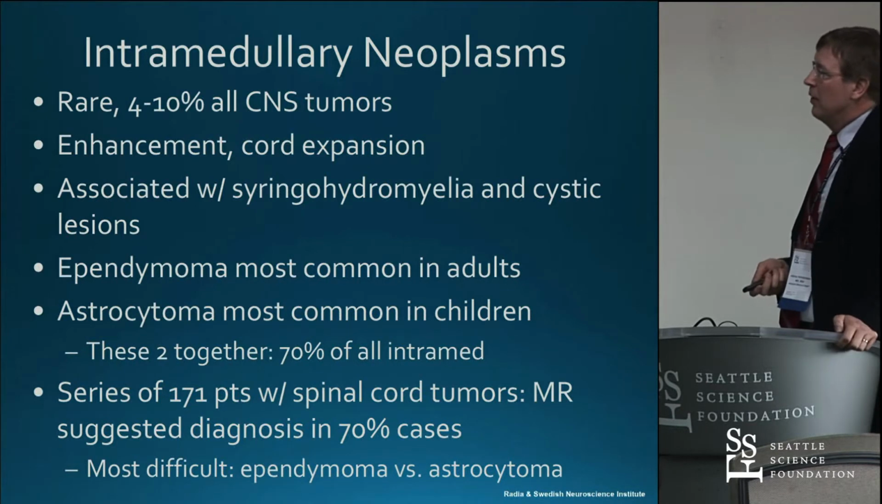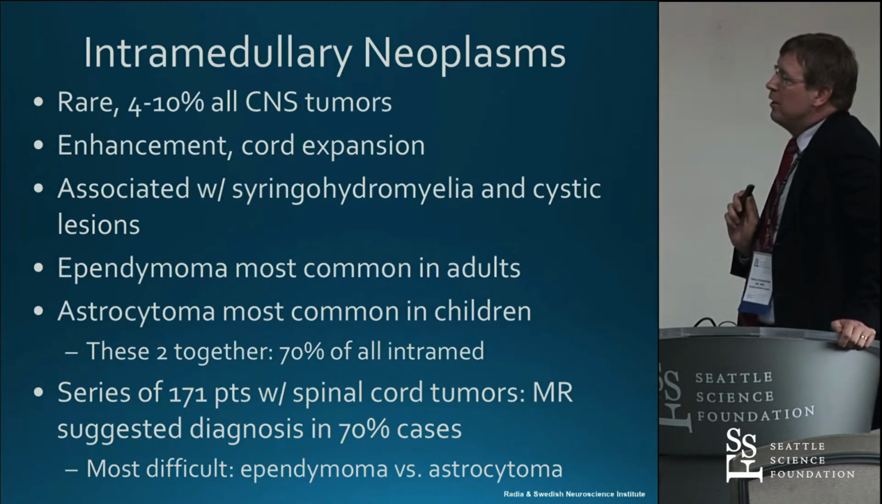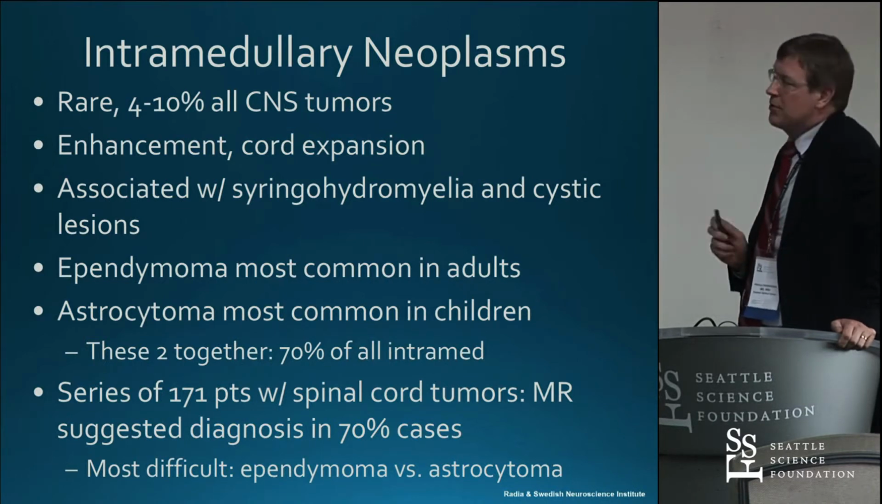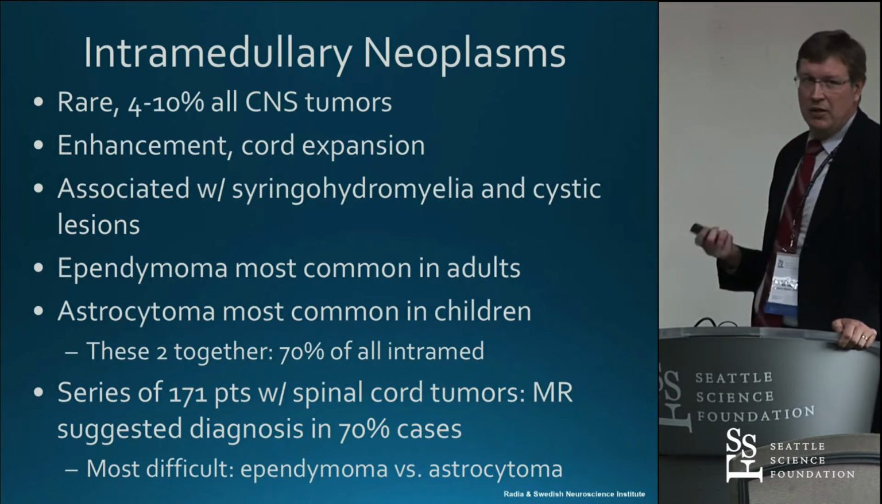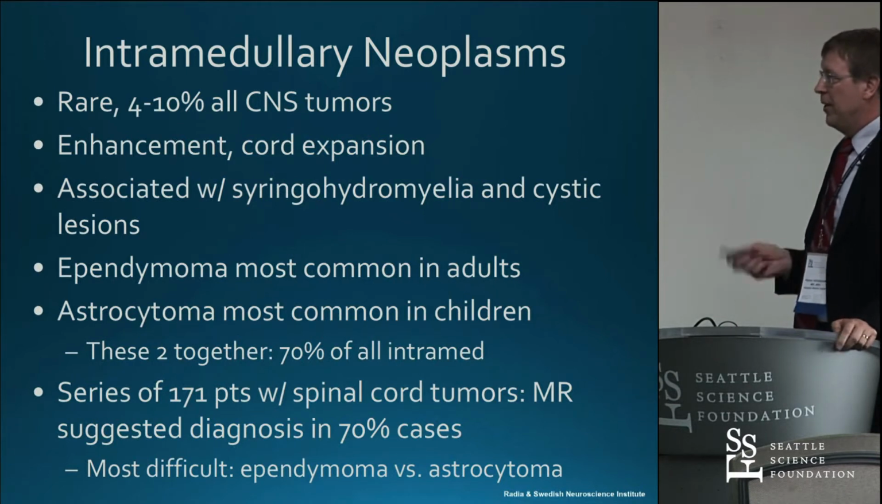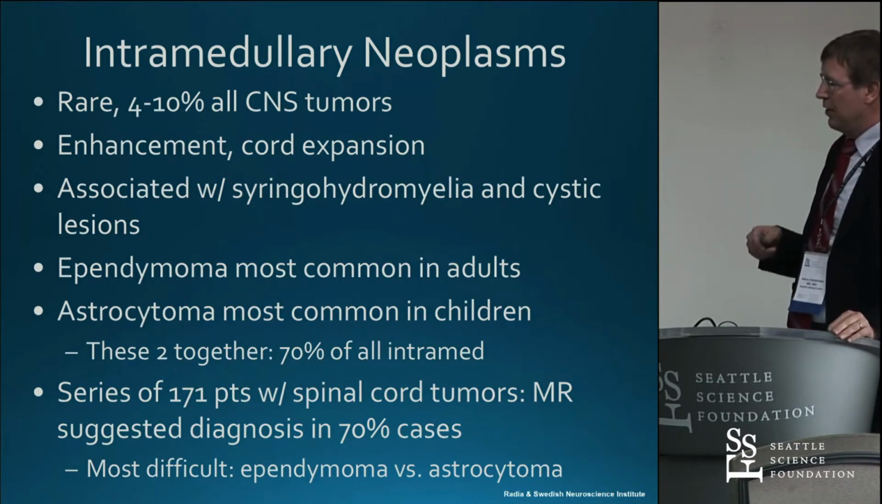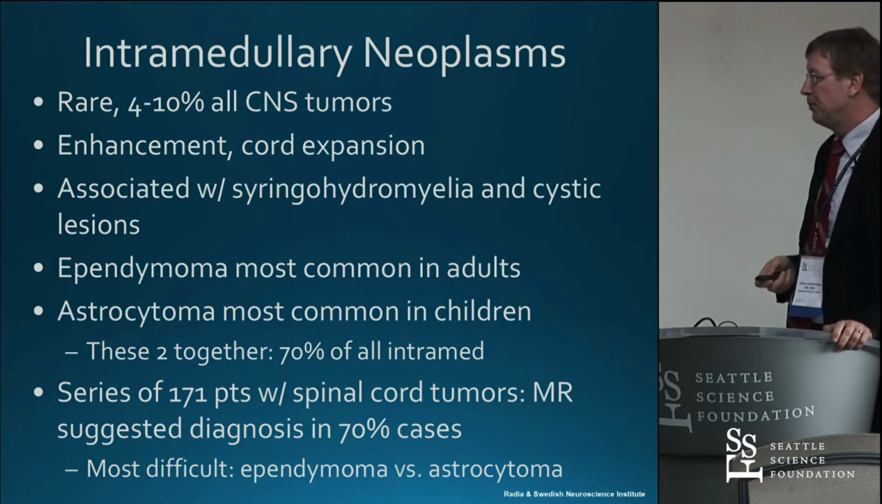And then the intramedullary neoplasms, just a few more words on that. These are rare. They are 4 to 10% of CNS tumors. And we expect to see enhancement, cord expansion, and sometimes we get syrinx and cystic changes in the cord with these lesions. Ependymoma, as I said, is most common in adults, astrocytoma most common in children. These two together are 70% of all the intramedullary tumors.